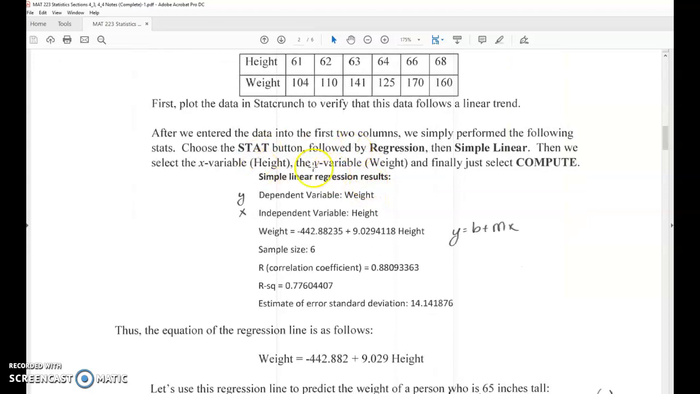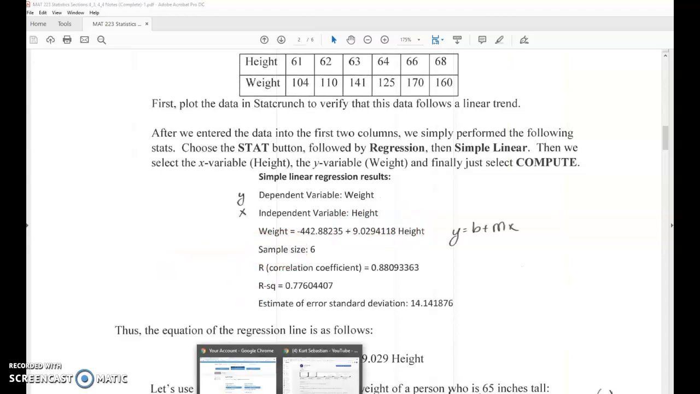I've already told you how to do this, so let me just go show you. You choose the Stat button, then Regression, then Simple Linear. Make sure you have the x variable, which I printed out as height. Remember, dependent is y, independent is x. So remember to put x variable height and the y variable is weight, and then just hit Compute. The next thing that comes out will be the regression equation, always in the form y = b + mx, the equation for the regression line. Let's go over to StatCrunch and check this out.